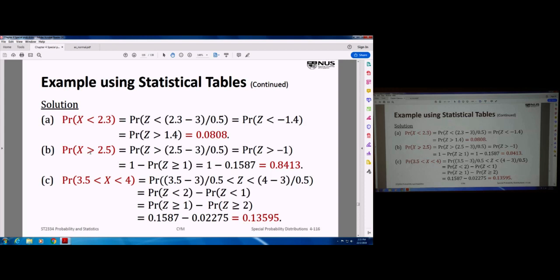Similarly, we can do the same thing here. Now I want the probability that X is bigger than 2.5. I play the same trick: I subtract the mean and divide by the standard deviation, so this is (2.5 minus 3) over 0.5. This becomes Z again, because I've standardized the random variable, and this number is minus 1. So now I want the probability that Z is bigger than minus 1. Suppose this point is minus 1; I'm computing this area. By symmetry, that's 1 minus the probability that Z is less than or equal to minus 1, the complement. I want this area here, so I can compute the probability on the other side and take the complement.